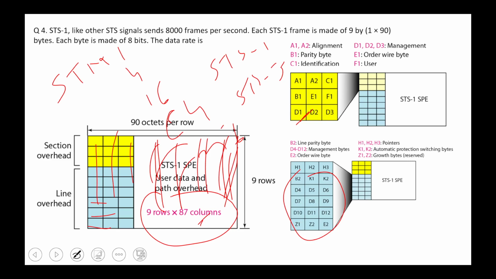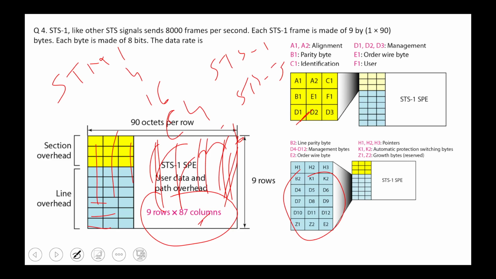K1, K2 are the automatic protection of the switch, so that data will not be lost. It will be protected through some packet protection, so that users will not destroy and store that data. And Z1, Z2 will be the growth bytes.